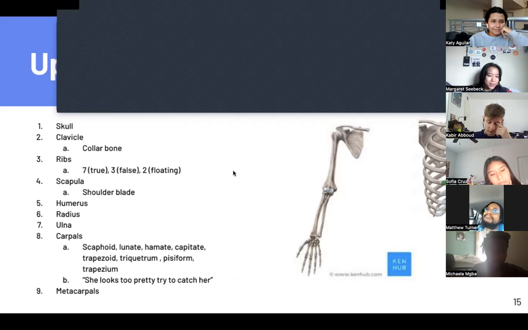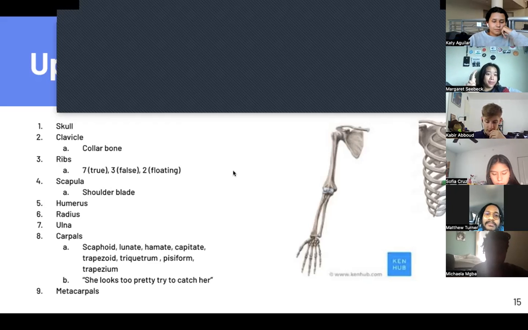Okay, so the carpals. This one you'll definitely need to know eventually. So there are 8 of them. There's the scaphoid, the lunate, hamate, capitate, trapezoid, triquetrum, pisiform, and trapezium. So that's going to be your wrist bones right here.